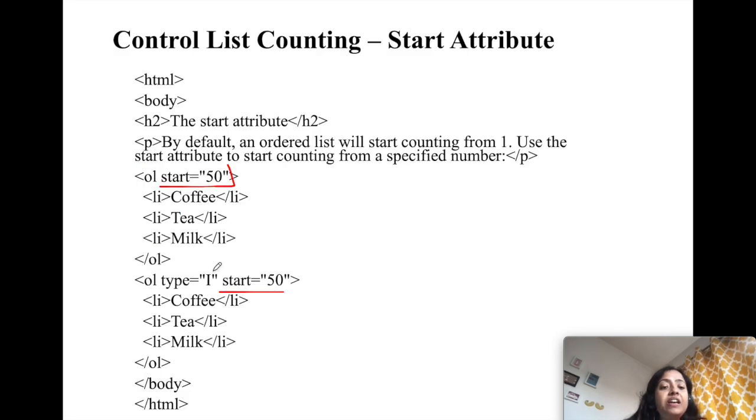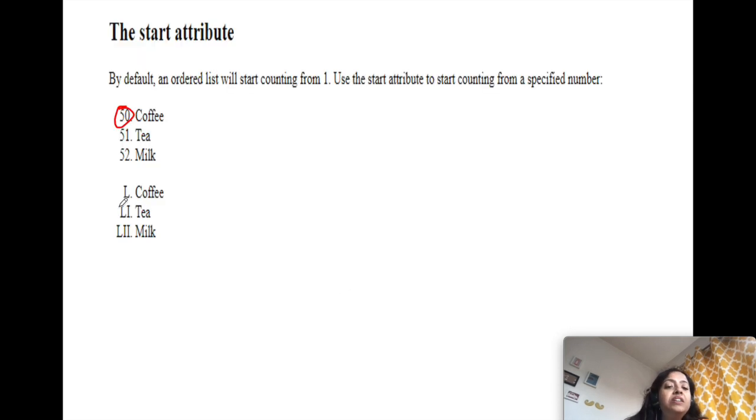Again, with start, for example, you gave start equal to a number, but you did not give a type, so it will automatically take it as a number kind of list. But suppose you want to do the same thing with Roman numbers, what you need to change here is, you write type equal to I, that is Roman 1, and write start equal to 50. This, as you all know, is Roman 50.